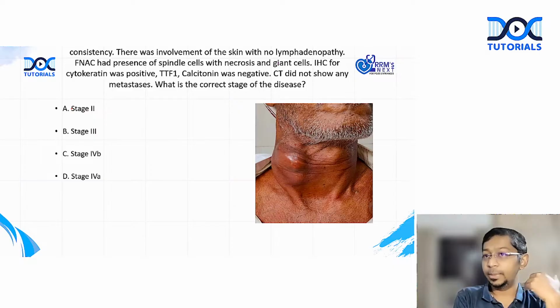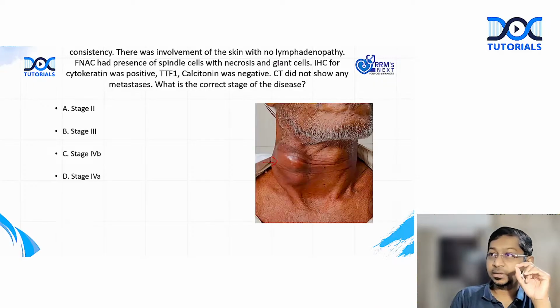So this is a really complicated scenario. As is very obvious, this is locally advanced thyroid cancer. You can see here the swelling is hard in consistency, all of which point to a malignancy. Obviously, you can see that the skin is involved. You can see how the skin is stretched and shiny. And they have also told us that there is no lymphadenopathy. FNAC shows spindle cells with necrosis and giant cells.